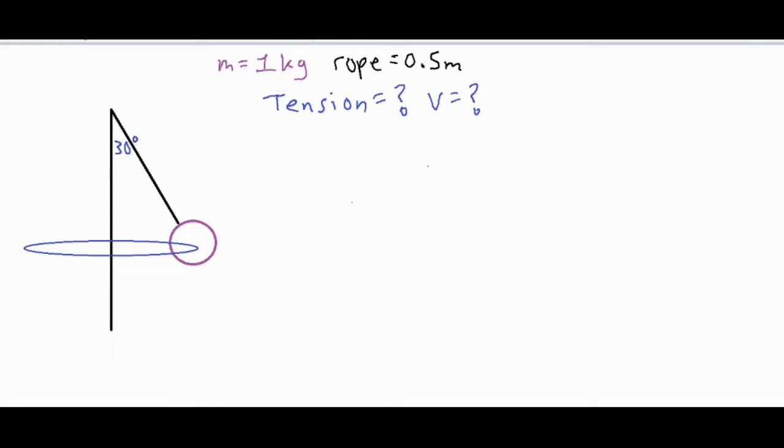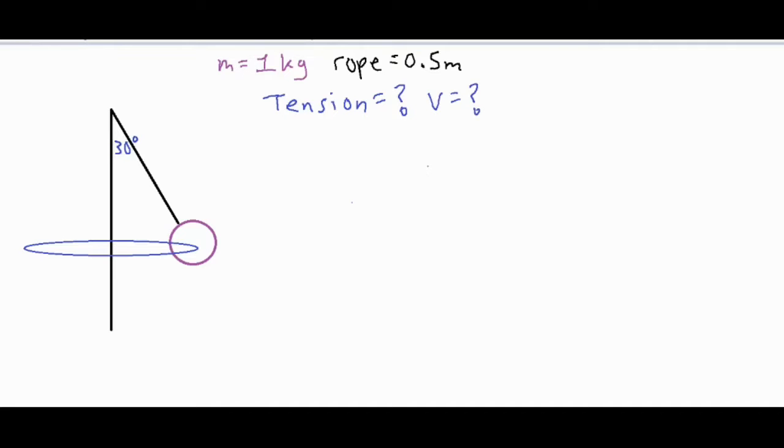In this video, we're going to be taking a look at a conical pendulum problem, which is similar to the classic tetherball problem as well. Now, the reason why this problem is quite difficult is because they're generally presented with what seems like very little information. For example, this one, we have a mass of 1 kilogram and a rope length of 0.5 meters.